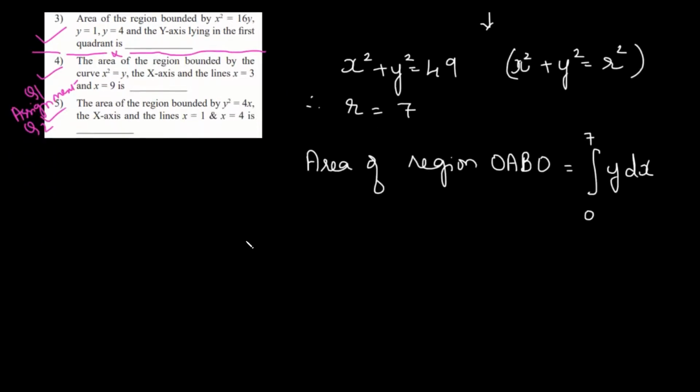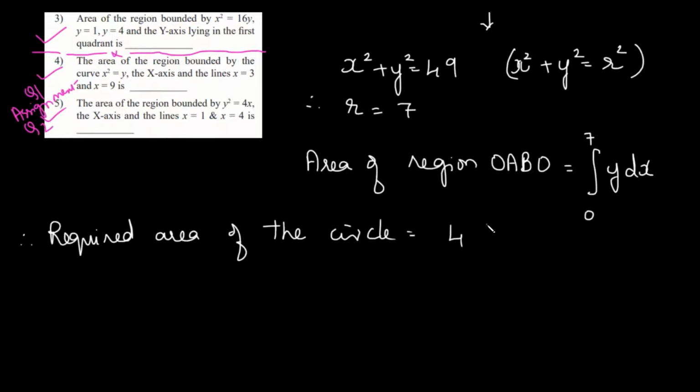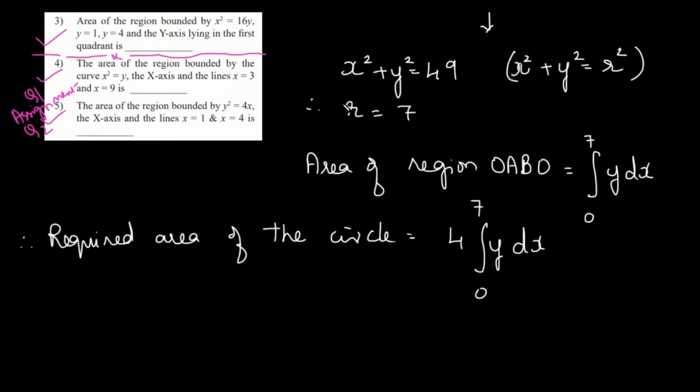So the required area of the circle is equal to 4 times the integral from 0 to 7 of y dx. Now what about y? From the question, that is x square plus y square is equal to 49.